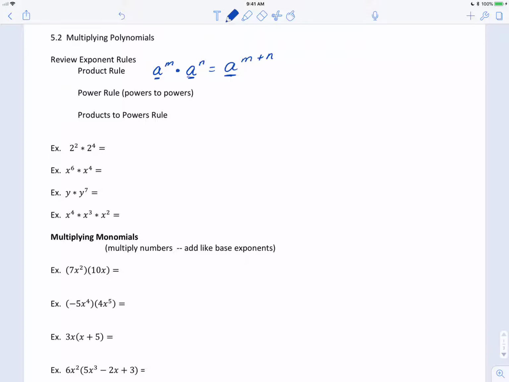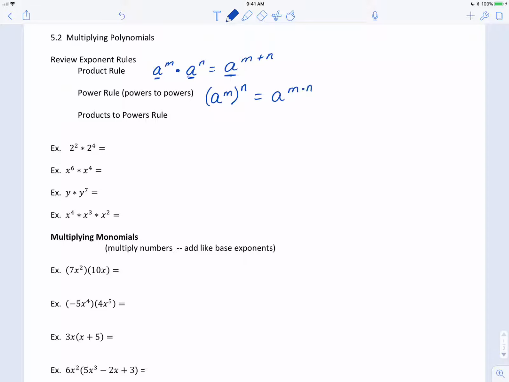Our power rule, or our power to power rule, states that if we have something brought to a power, and then we want to bring it to another power, that is when we multiply those exponents together, a to the m times n.